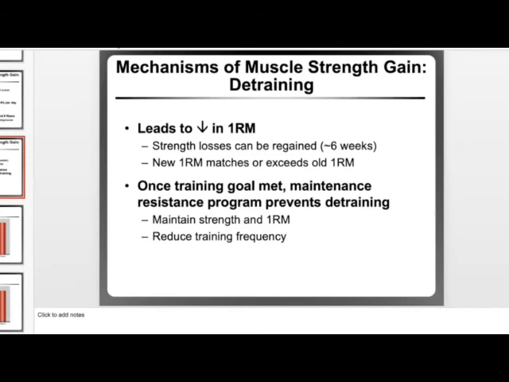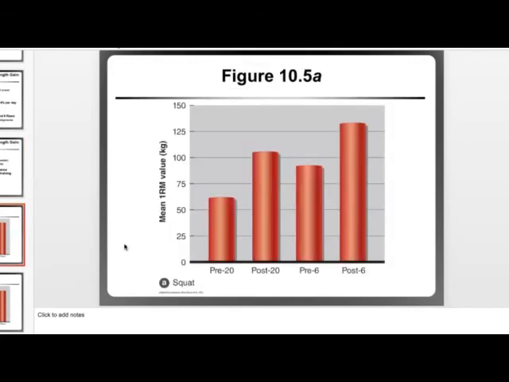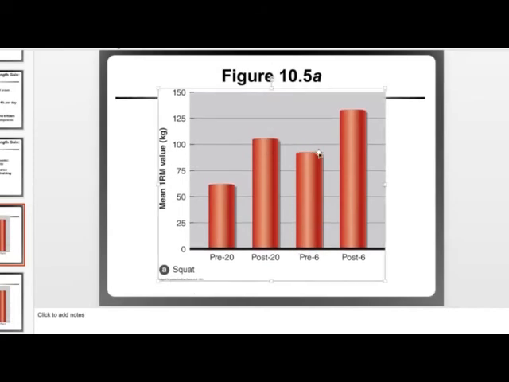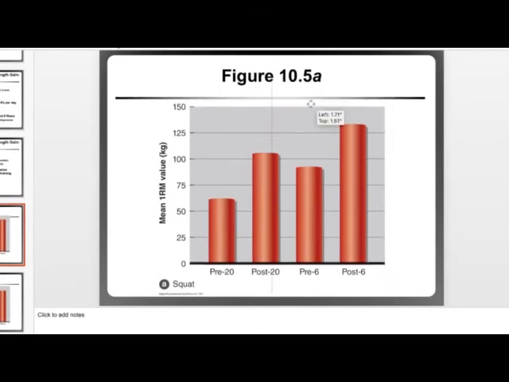All right. So if there is training, then you can increase your muscle gain. This is before they exercised at all. Then they did 20 weeks of exercises, and you can see that there's an increase in 1 repetition max. But then they rested for 6 weeks, and that rest resulted in a reduction in 1 RM because they were detrained.